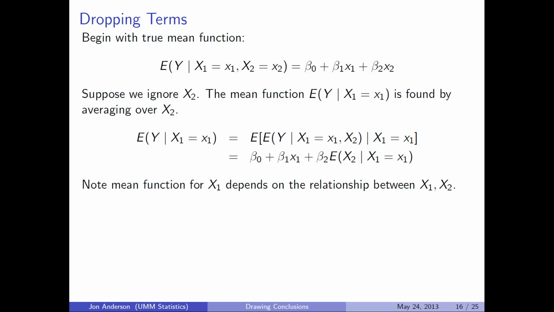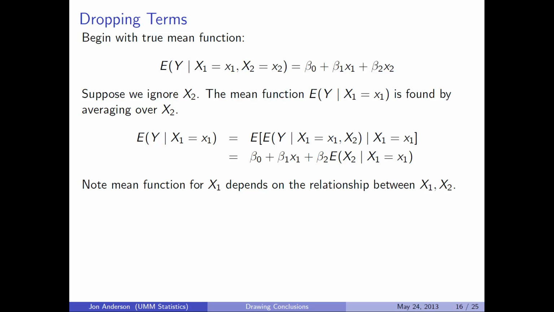I want to give you some idea about what happens if we would drop a predictor variable from a model when it's really needed. So, for example, let's suppose that the data generating system really does depend on x1 and x2 through the mean function that's given up here. And let's just think about ignoring x2. What happens if you just study the mean function with respect to x1?